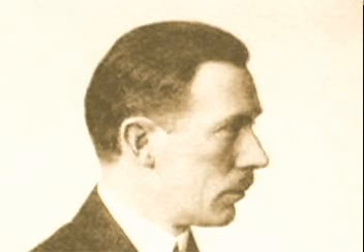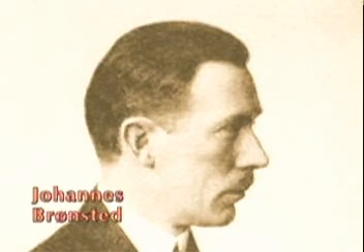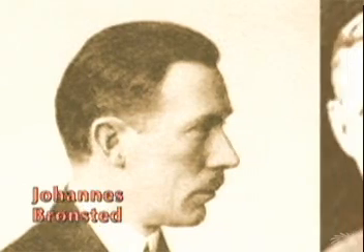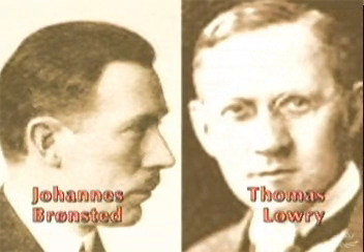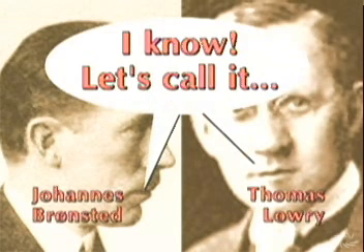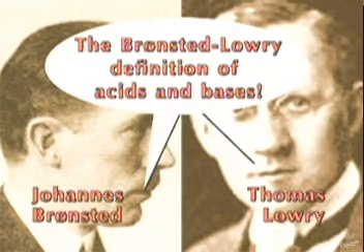In 1923, a Danish chemist, Johann Bronsted, and an English chemist, Thomas Lowry, published independent but similar findings that refined Arrhenius's work. Their theories have come to be called the Bronsted and Lowry definition of acids and bases.